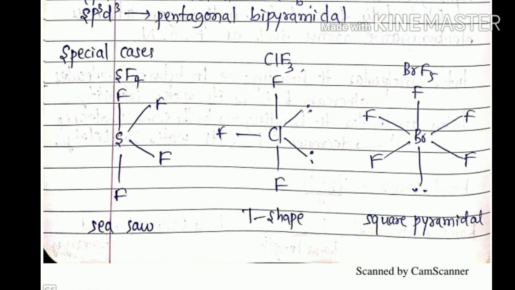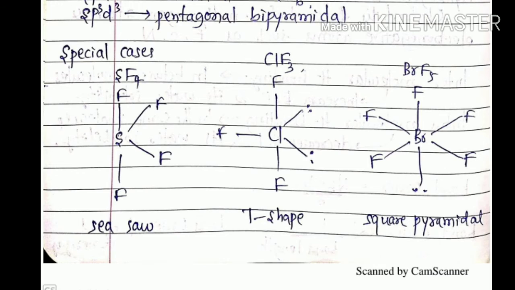We also need to consider special cases like SF4, whose shape is seesaw, and ClF3, whose shape is T shape.